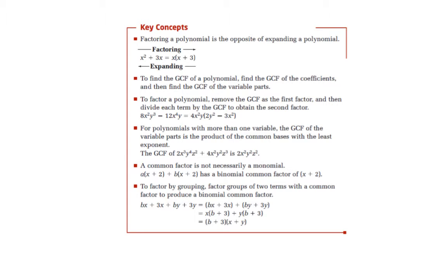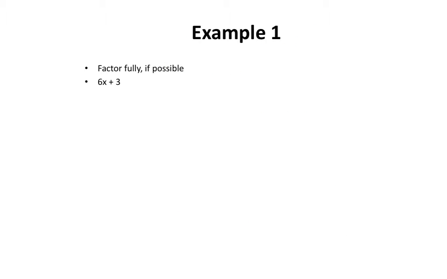Here are the key concepts for today's lesson. You should go over these on your own, but the main point here is factoring and expanding are opposites. Therefore, once you factor an expression, you can always double check to see if you're correct by expanding. In our first example, we want to factor the expression 6x plus 3. Let's first rewrite this question.